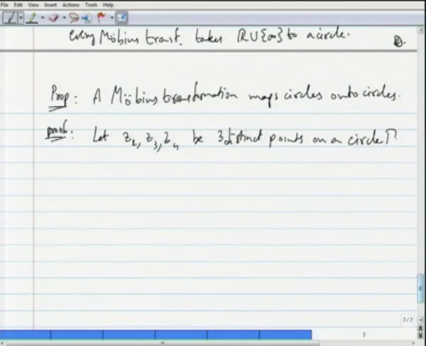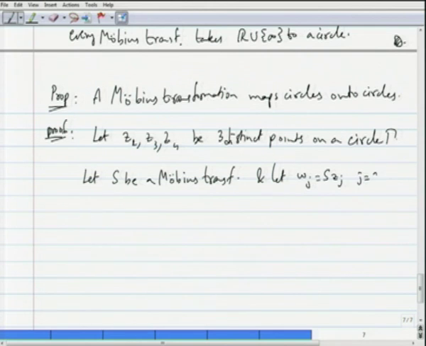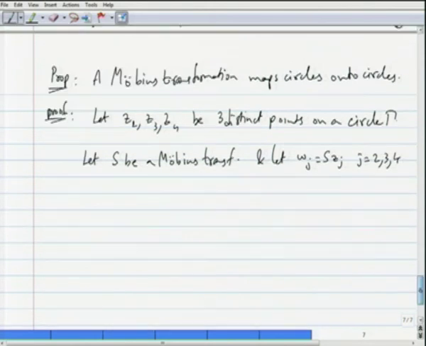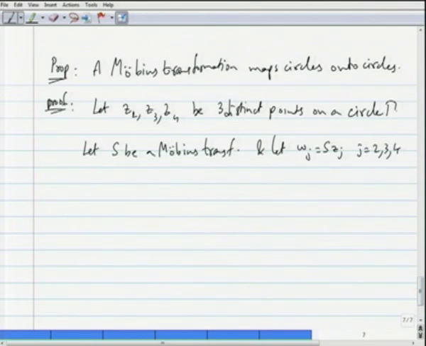So let S be a Mobius transformation. You take a general Mobius transformation and let W j be equal to S z j for j equal to 2, 3, 4. So let W j be the image of z j under S. Now, W2, W3, W4 determine a circle.